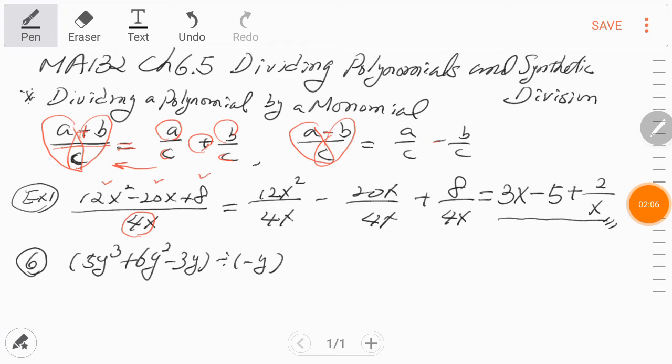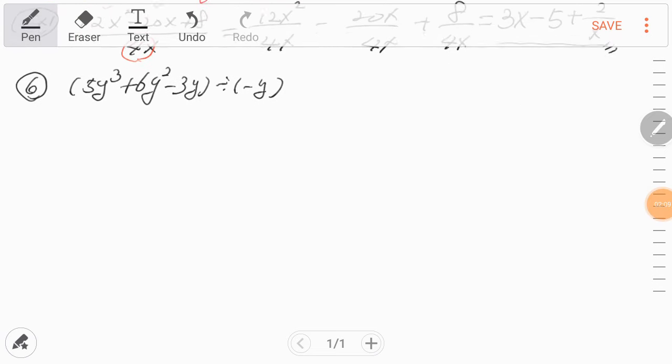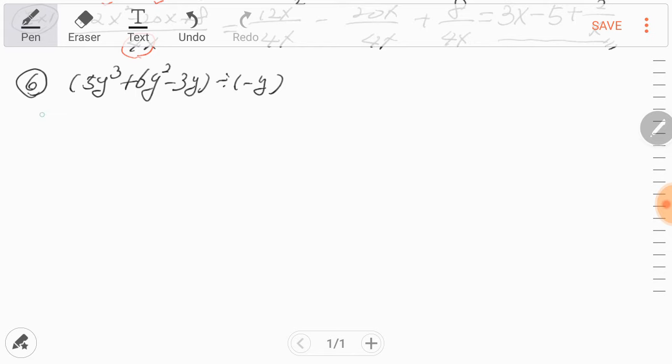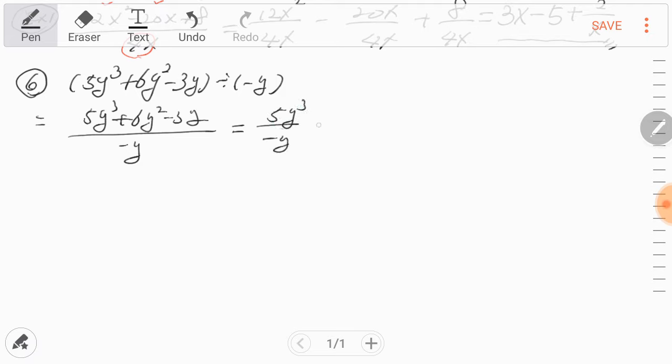Okay, this is exercise 6. We are dividing a trinomial by negative y. So you can just make it a fraction, the trinomial over negative y. And then we can separate each term in the numerator by dividing by negative y. So 5y cubed divided by negative y plus 6y squared divided by negative y minus 35 over negative y.